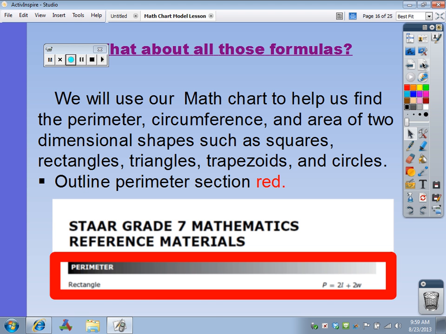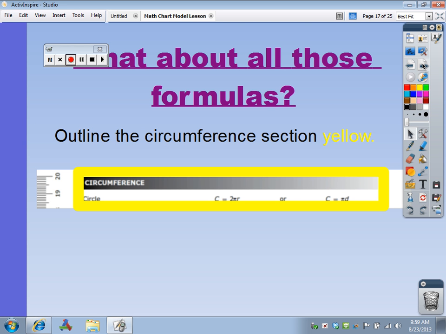On the 7th grade chart, you will find a perimeter section. 7th graders, please outline this in red. 8th graders, I'm sorry to say you are expected to have this formula memorized. Now it's your turn, 8th graders. Outline your top section, circumference, in yellow. 7th graders, you have a circumference section as well. Please outline this in yellow as well.